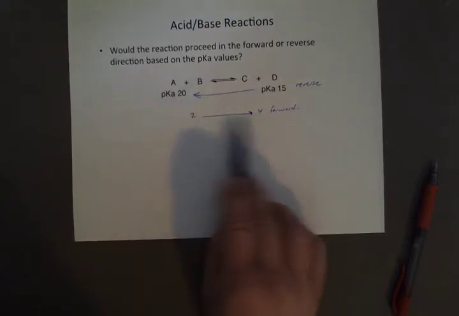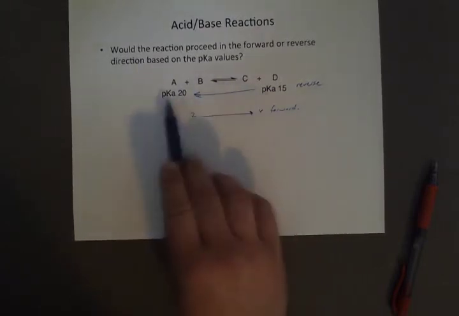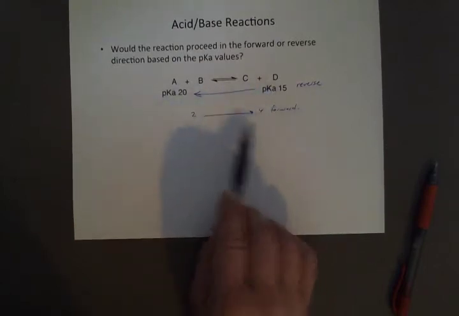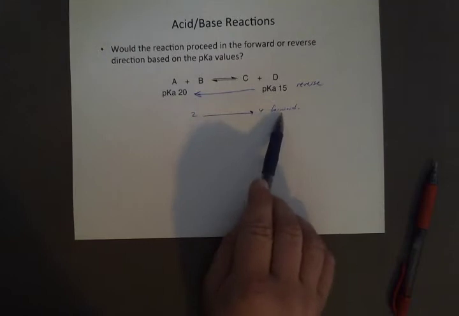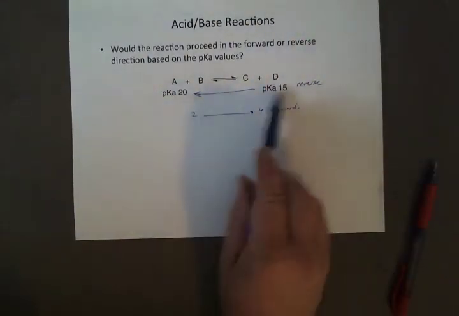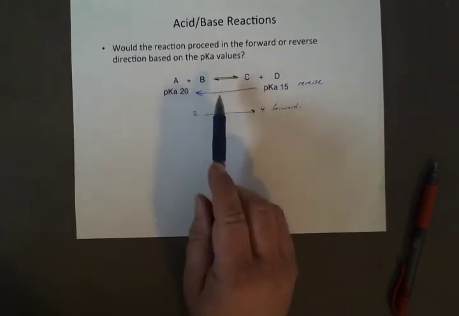Here, it's going up, 2 to 4. So it's just relative. Even though this is 20 and 15, you're going up, so this one's going to go forward. That's it. And I'm going to give you these numbers here, so you just need to know how to use them.